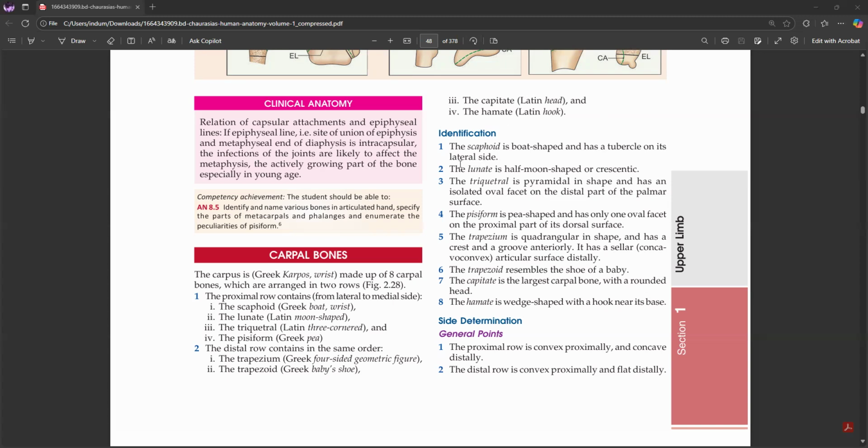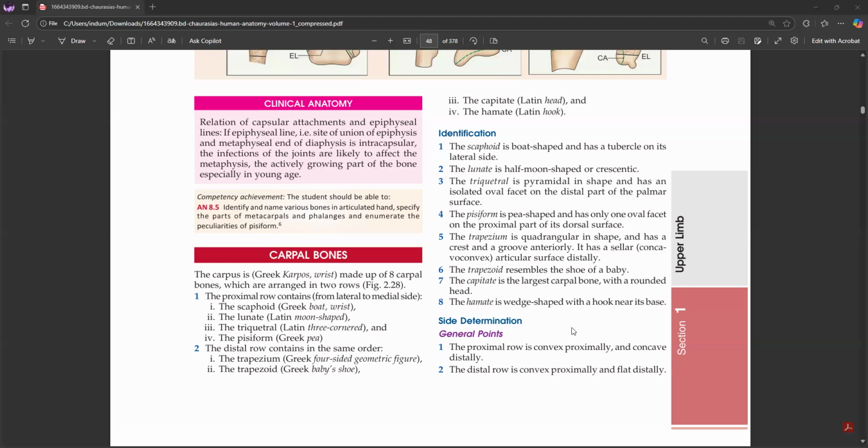Identification. Number 1. The scaphoid is boat-shaped and has a tubercle on its lateral side. Number 2. The lunate is half-moon shaped or crescentic. Number 3. Triquetral is pyramidal in shape and has an isolated oval facet on the distal part of the palmar surface. Number 4. The pisiform is P-shaped and has only one oval facet on the proximal part of its dorsal surface.